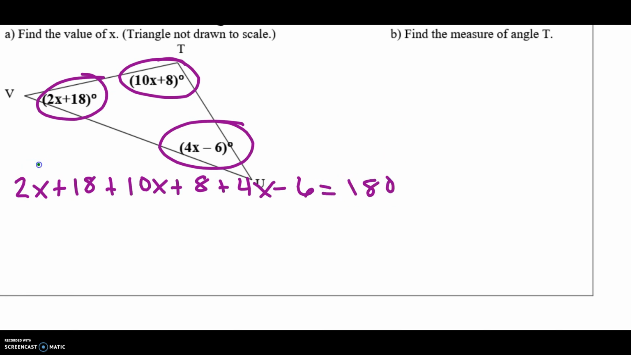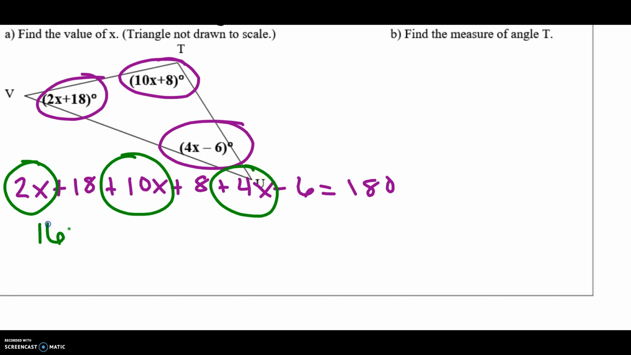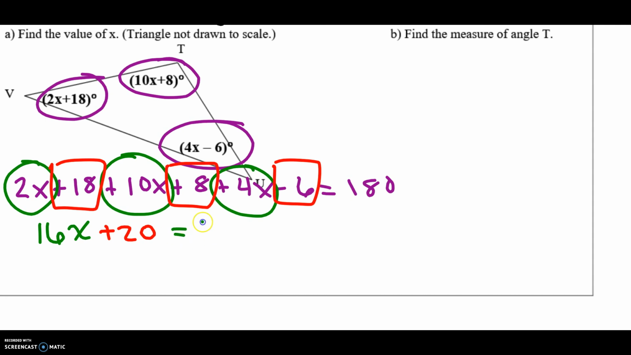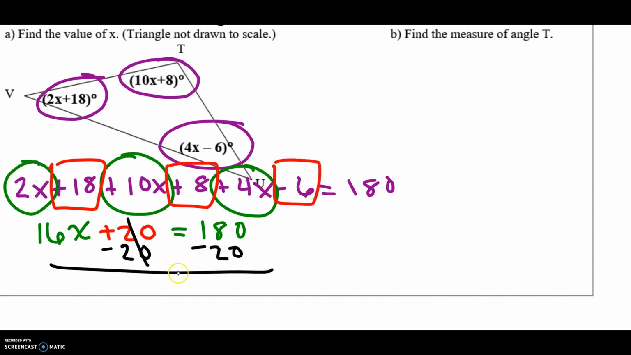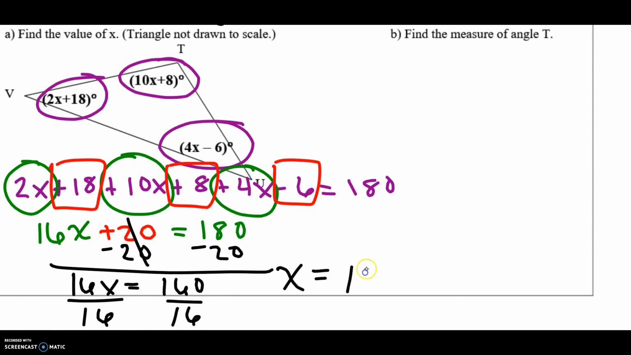So from here, I want to combine like terms. I have a positive 2x, a positive 10x, and a positive 4x. When I add them all up, it becomes 16x. I want to do the same exact thing for my constants, 18 and 8 and a negative 6. When I add those together, I get a positive 20. And I'm still setting that equal to 180. From here, I have a two-step equation that I'm going to solve by first subtracting the 20 from both sides. And I have 16x equals 160. Divide by 16. And x is equal to 10.